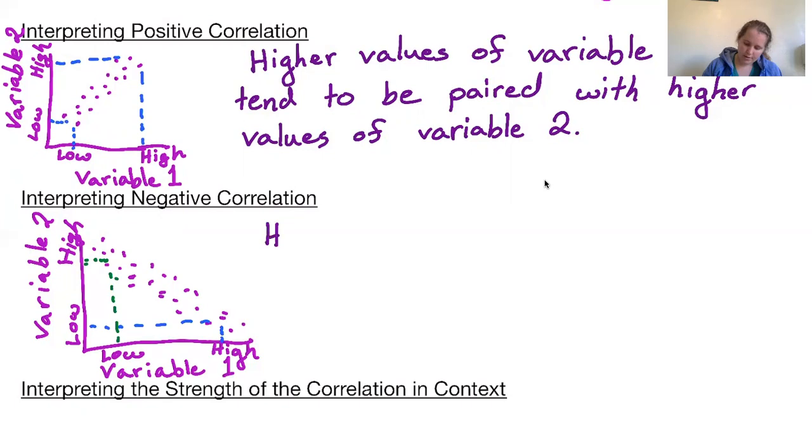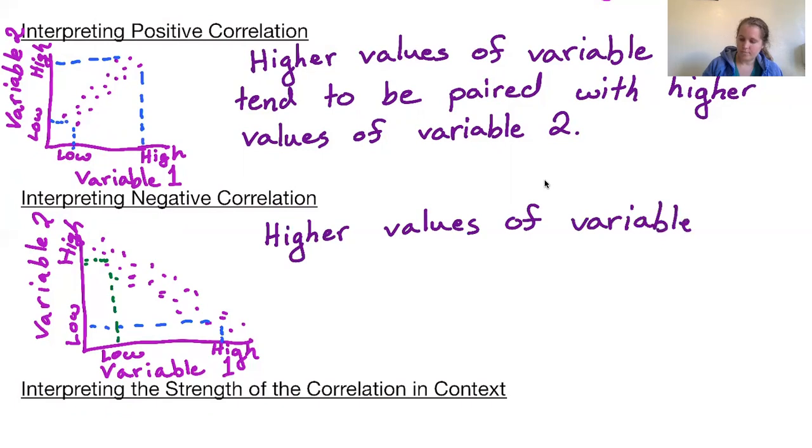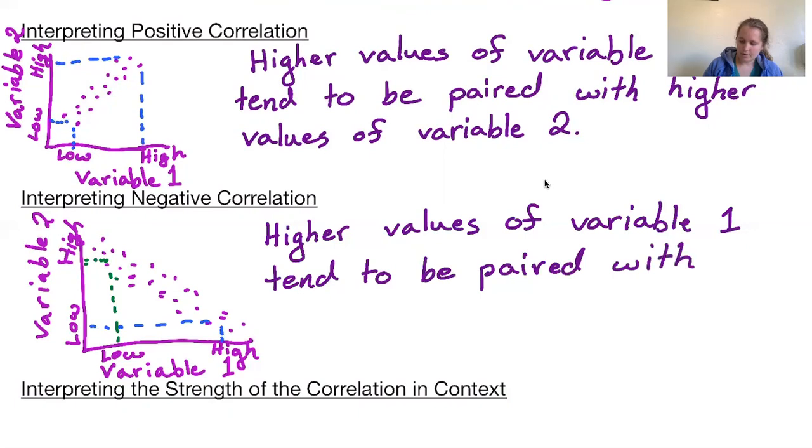So higher values of variable 1 tend to be paired with lower values of variable 2.